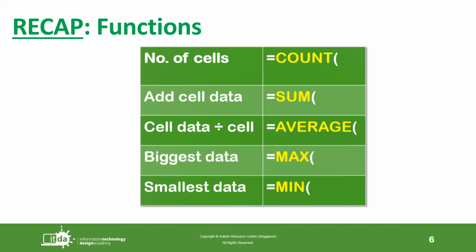We also learned a few other functions. These were 5 functions that we learned previously. Count means number of cells, so the number of cells that you have data in. Sum means adding up all your cell data together. Average means you take the sum of all your cell data and divide by the number of cells. So this would mean sum divided by count, that's average. Max stands for maximum, so that means your biggest data. And min stands for minimum, which is your smallest data. All right, so these were functions that we learned and practiced typing out previously.